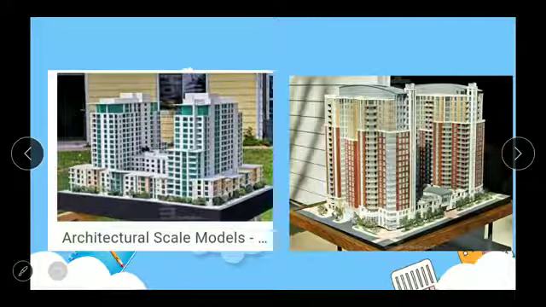Some engineers also use this similarity concept in making the models of bridges, ships, automobiles, and you can also see in your classroom whenever you study social science, you can see the maps. Globe also, they are similar to the original shape.